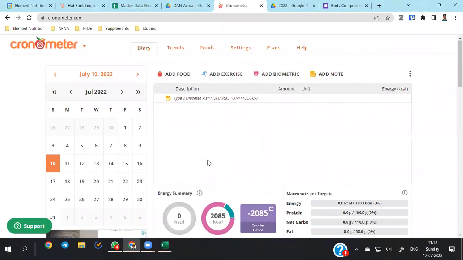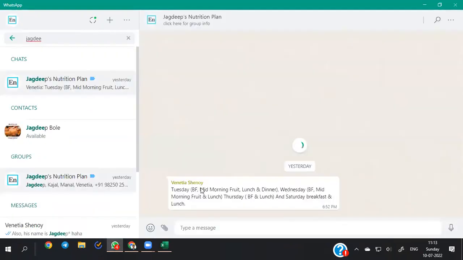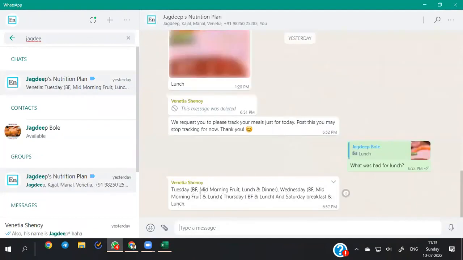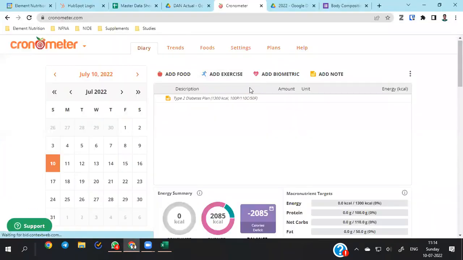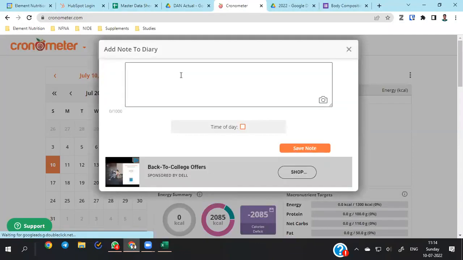So from the data I have gotten from him, we have breakfast, mid-morning fruit, lunch and dinner. Then Wednesday we have breakfast, mid-morning fruit and lunch. So breakfast, lunch, dinner, breakfast, mid-morning fruit and lunch, and then Thursday breakfast and lunch, and Saturday breakfast and lunch. Okay, so he does not really have an evening snack. So mostly what we'll give him is a breakfast, a morning snack, lunch and dinner. Okay, so these four meals we'll give him because evening snack anyways he does not seem to be having right now. So we'll work with the meal pattern he's already going ahead with.